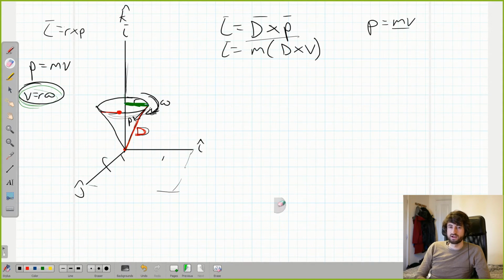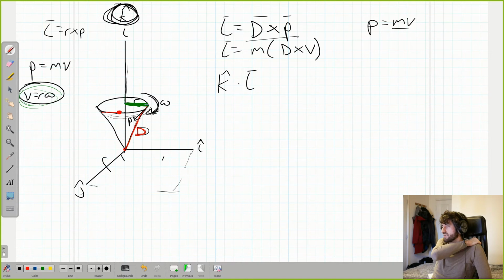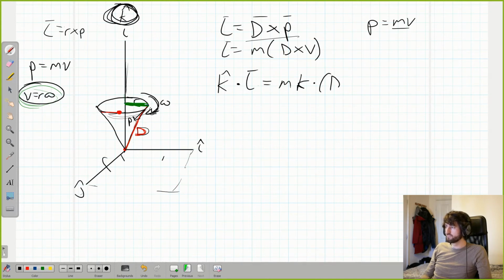So to get our upwards direction, K, the K direction, because it's in Z, we can do K dot L. If we dot the Z axis with L, then we're just going to get the upwards momentum, which is the only stuff we care about right now. So if we do that, we're going to get MK dot D cross V.